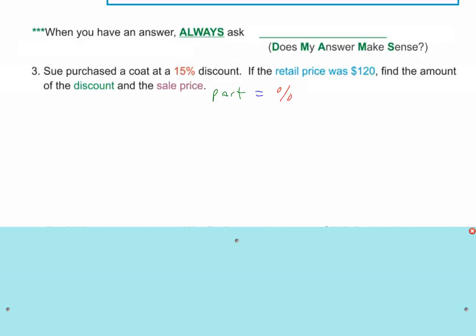Now, when you're doing a problem for homework, you're going to have your notes with you. So you could use the specialty formula, discount equals the percent discount times the retail price, right?